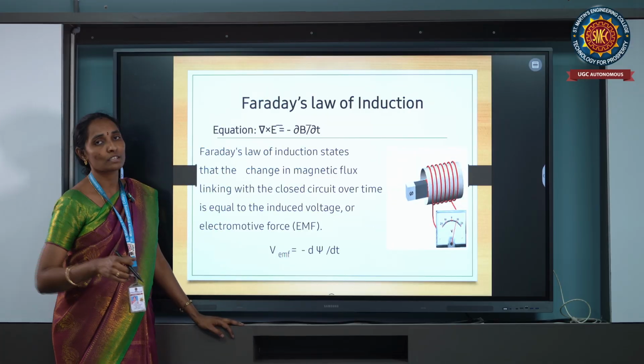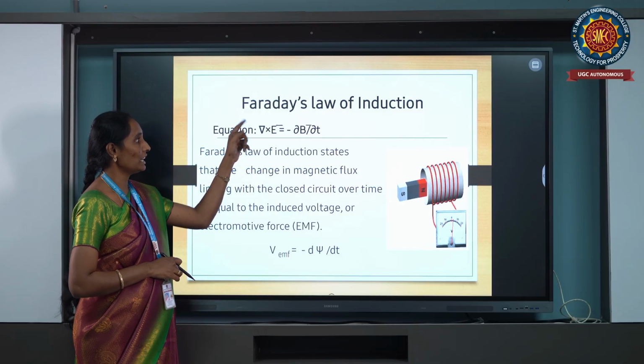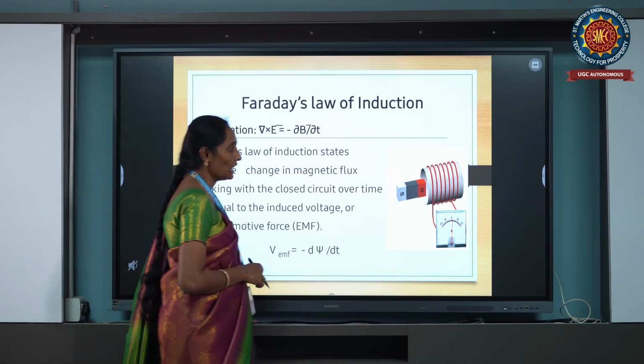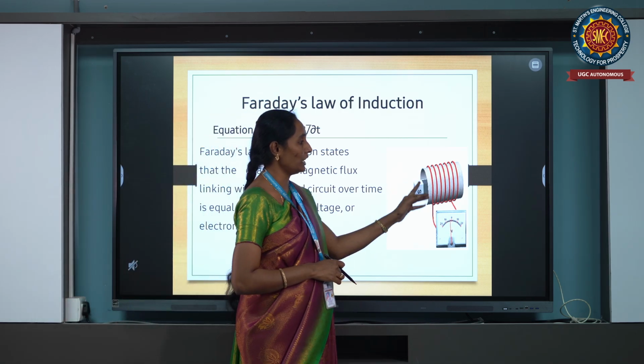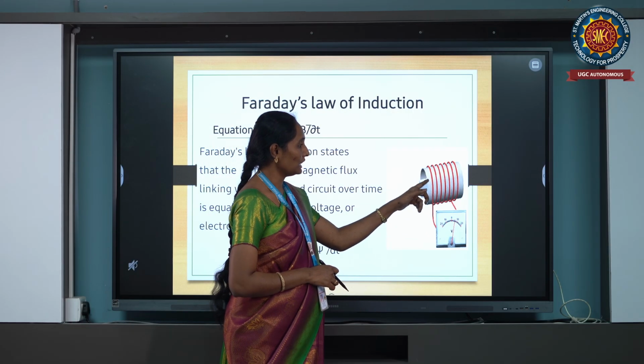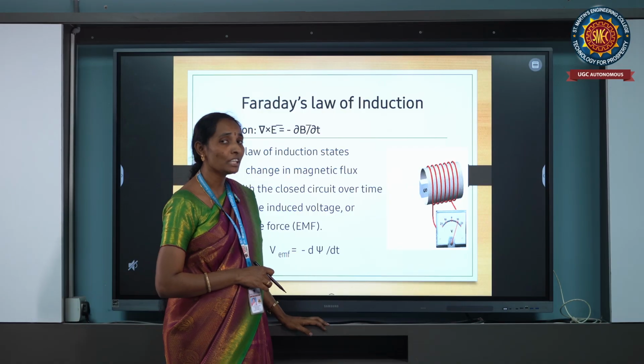The first Maxwell equation in time varying condition is derived from Faraday's law. According to Faraday's law, when current flows through a conductor, a magnetic field is produced. Due to that magnetic field, an EMF is produced.